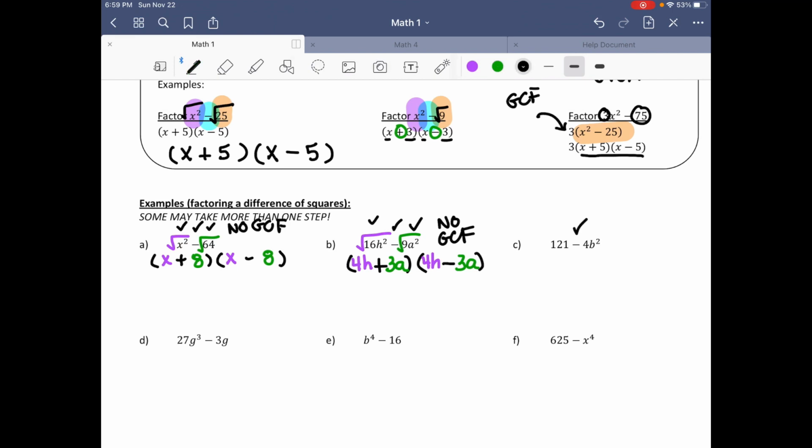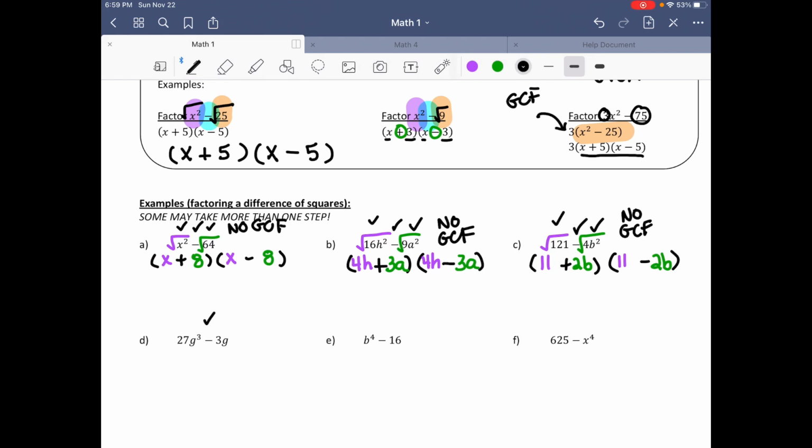So for the next one, we have the difference. We have subtraction. 121 is a perfect square. 4b squared is a perfect square. And I do not have a GCF. They do not have anything in common. So I'm going to do my parentheses. My difference of squares is one plus, one minus. Square root of 121, that's going to give me 11. And remember, they have to go in the same spot as the original. And then I have the square root of 4b squared, so that's going to be 2b and 2b.